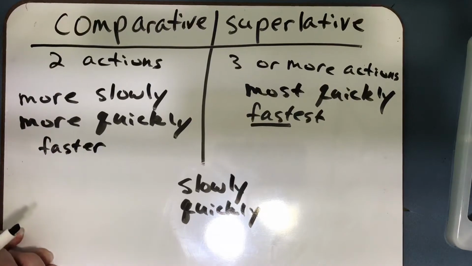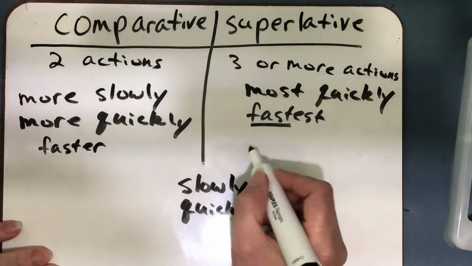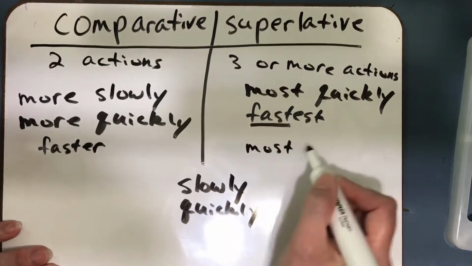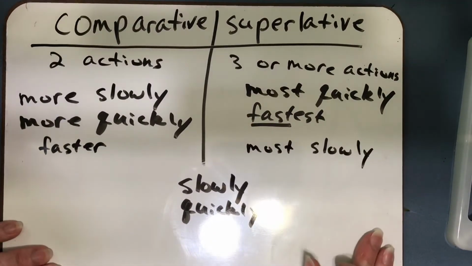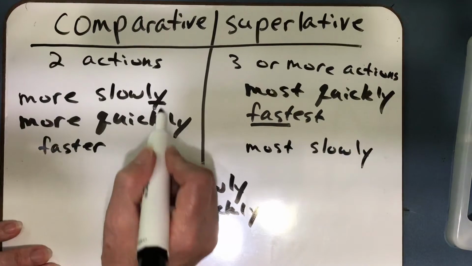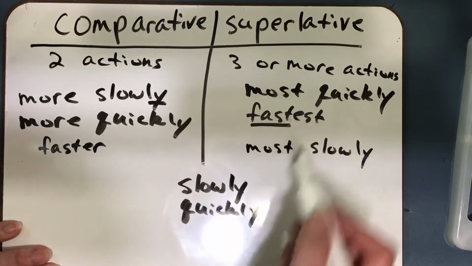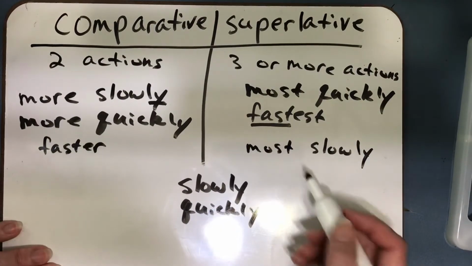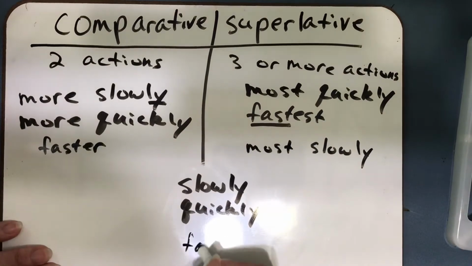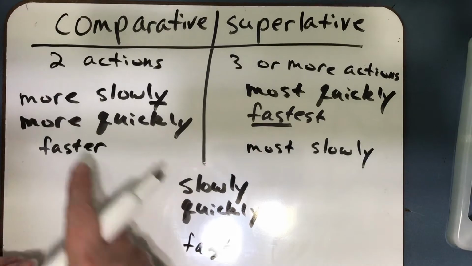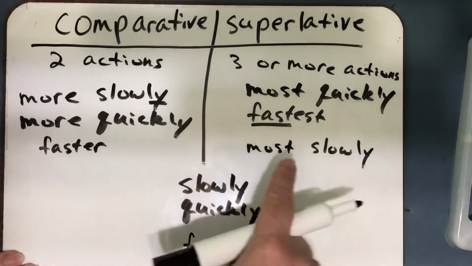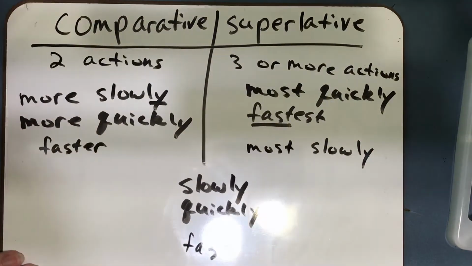All right, if I want to use most slowly, I can say that the sloth, the three-toed sloth, moves the most slowly of all land animals. So if I have an adverb with ly, I'm going to use more or most. If I have an adverb that doesn't have ly, like fast, I'm just going to add er or est. So more for two actions, most for three or more.